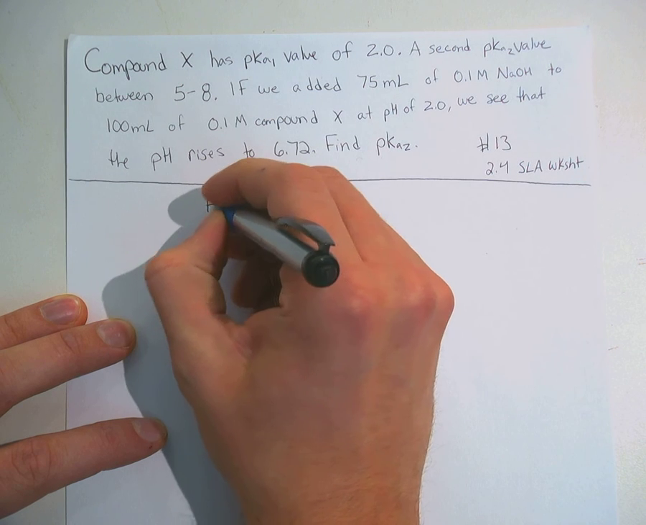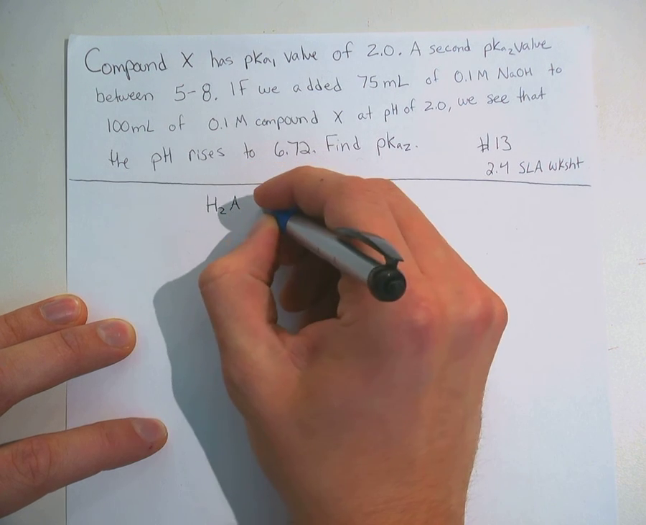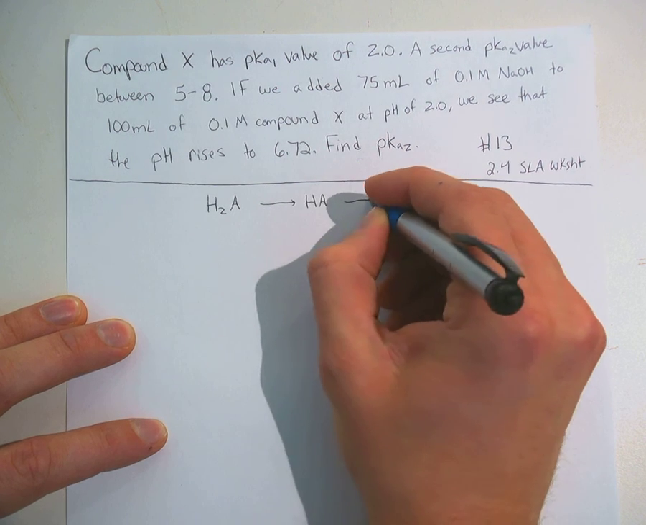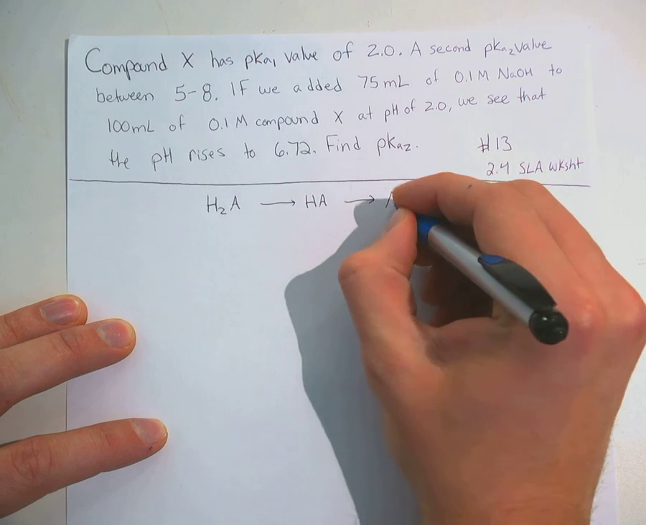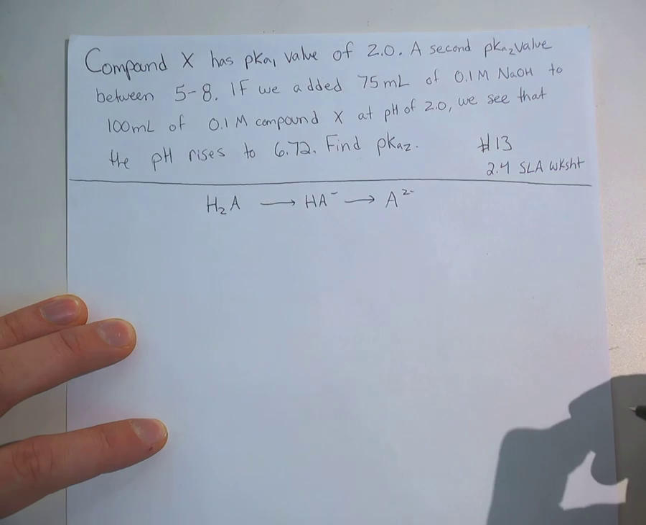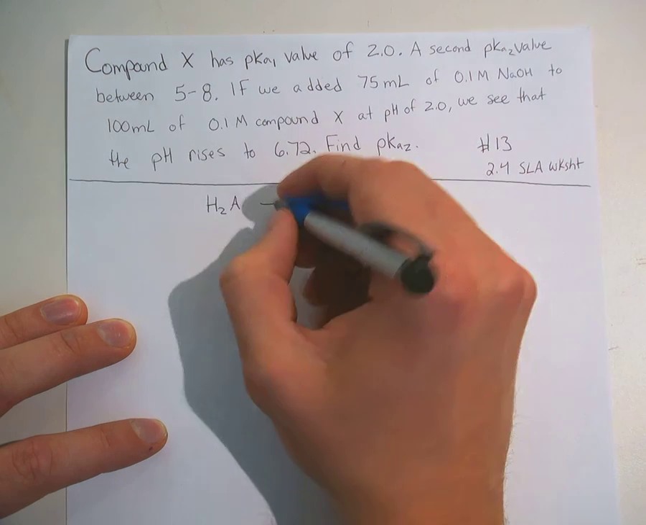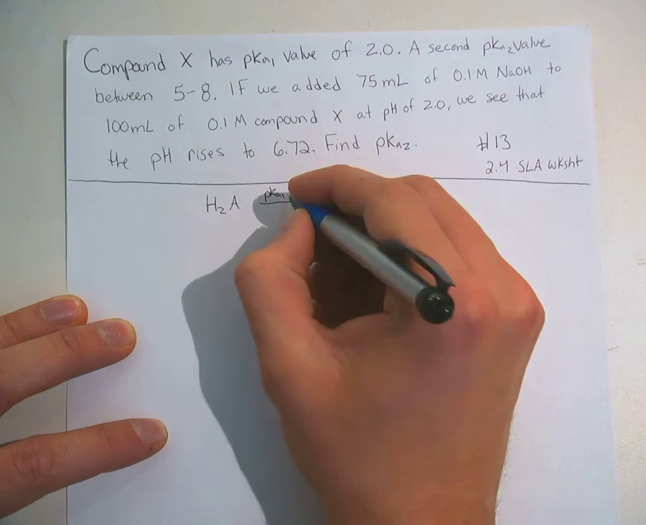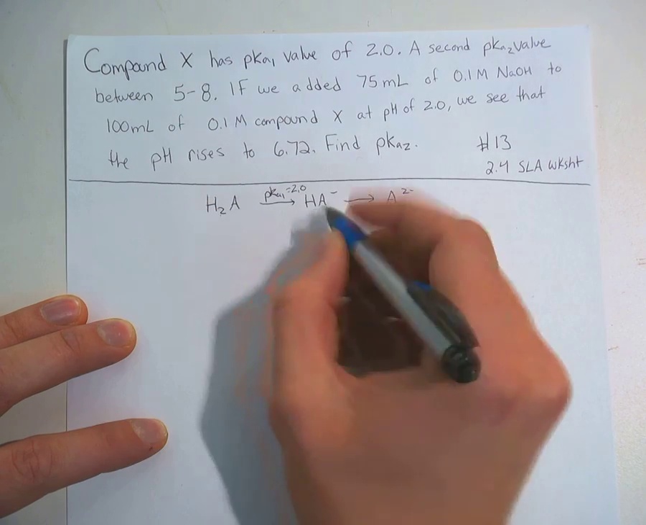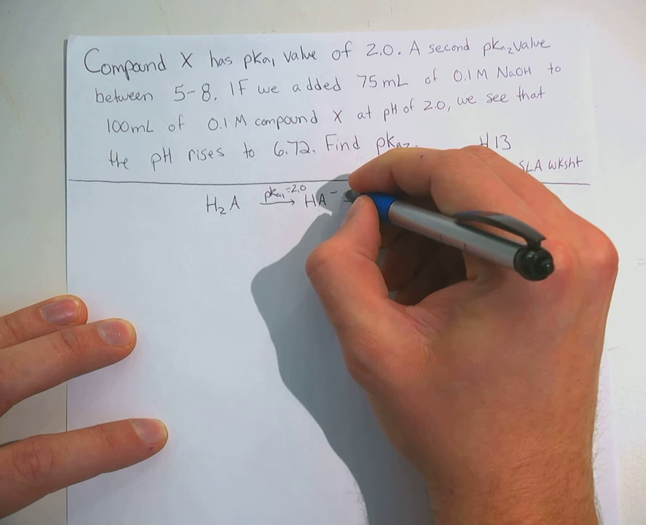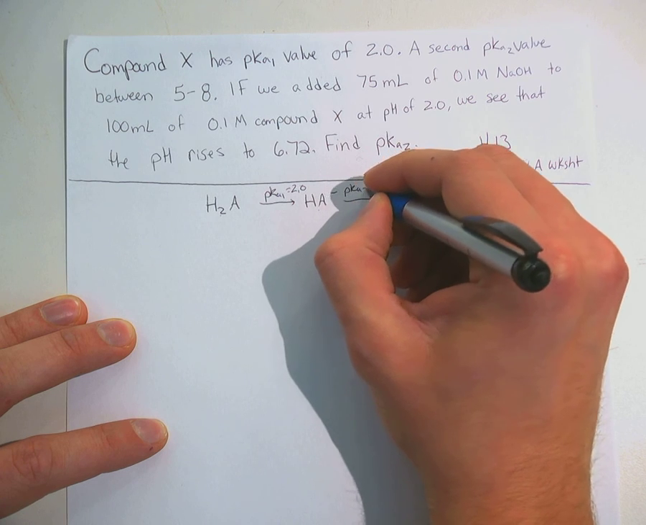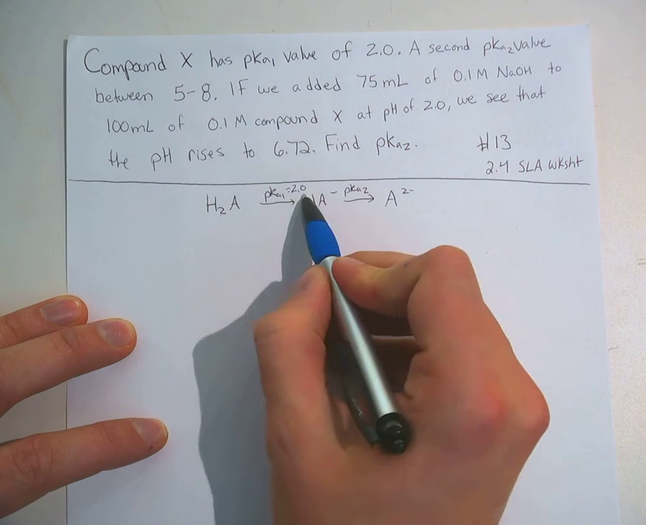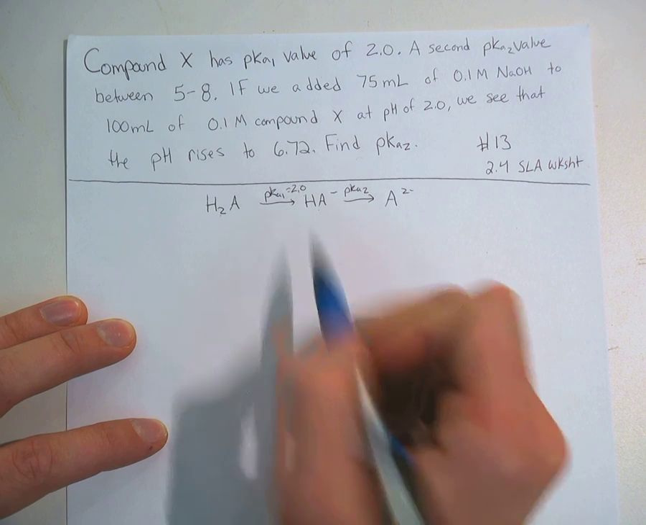So the first thing I always do with these acid-base problems is I come up with this equation. Even though it says compound X, I like to use A, just because that's what I'm used to, and that's what I use for all of the problems. So at pKa1, I'm going to lose this first proton, making HA minus. And then this will be representing pKa2 right here. Okay, so I'm going to leave that as is right now. I recognize pKa1 is 2.0.